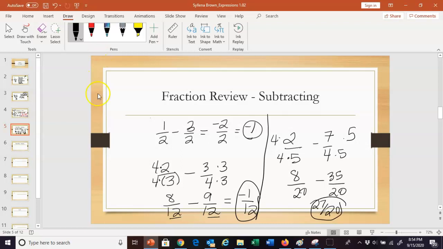All right, so addition and subtraction function the same way. You find that common denominator, and then once you have it, you can just go ahead and add or subtract the numerator, the number on the top.